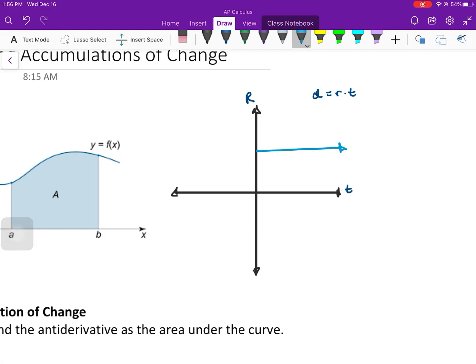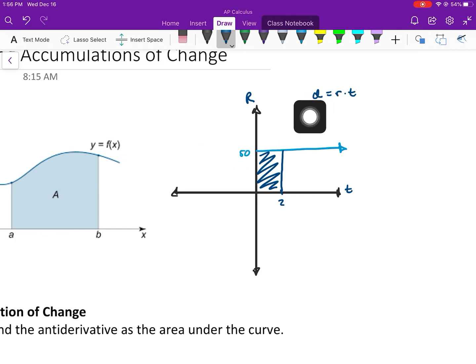So let's just say our rate is this graph right here. It's this horizontal line, and our rate was 50 miles per hour. Depending upon our time, when time is 2, then 2 times 50 is 100. Well, guess what? 2 times 50 is the area formed by that rectangle, which would be 100. So you can see here that the area under the curve actually gives us the distance.